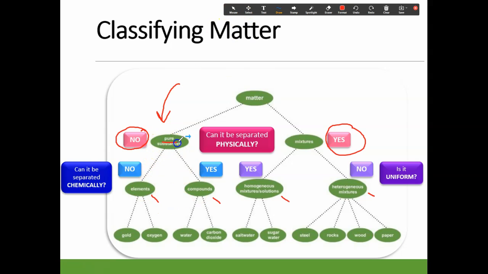Elements and compounds are both pure. Mixtures can be separated physically, right? That's the main idea here.